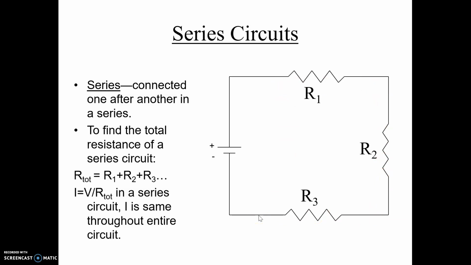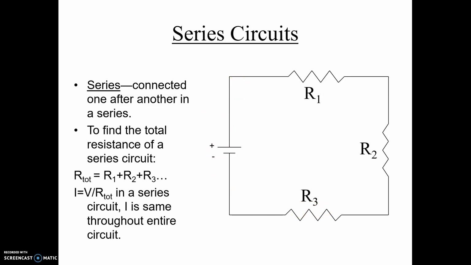The reason you do that is because once you find the total resistance, you can easily calculate the current coming out of the battery by just taking the voltage divided by the total resistance. And once you know the current, that's nice because the current is the same here, it's the same here, it's the same everywhere, because there's only one pathway for the current to follow, so the current is the same anywhere in the circuit.